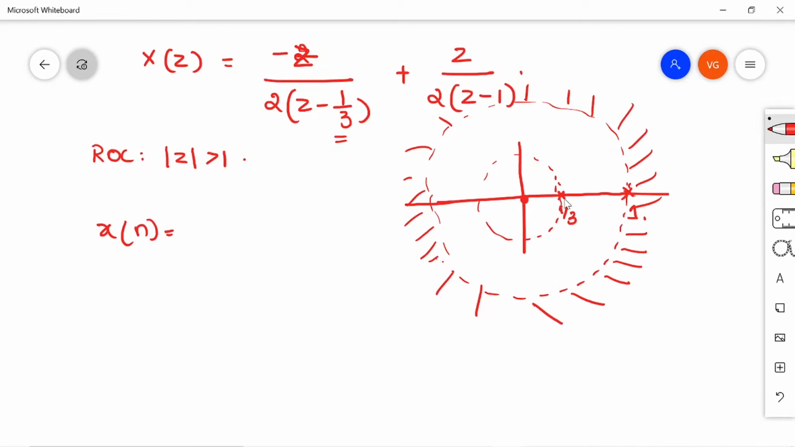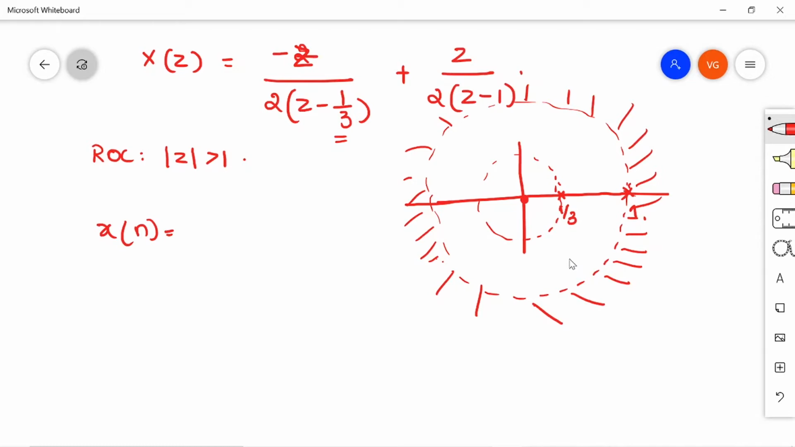See here, first I am getting a pole of 1 by 3. So for 1 by 3, you have to write it as u of n. Then again I am getting a pole of 1. So for the term that is related to the pole at 1, you also take it as u of n. After that only I am getting the ROC. So both the poles are within the ROC. So that's why you take both as u of n. Your region of convergence is after 1, right? So both 1 by 3 and 1 are before the ROC only. So that's why you take both as u of n. So this will be of the form a power n u of n, right?